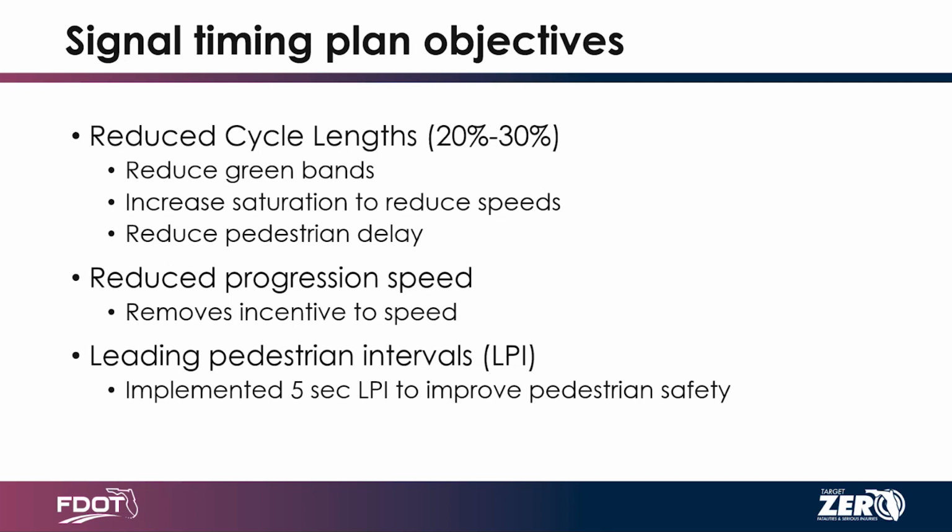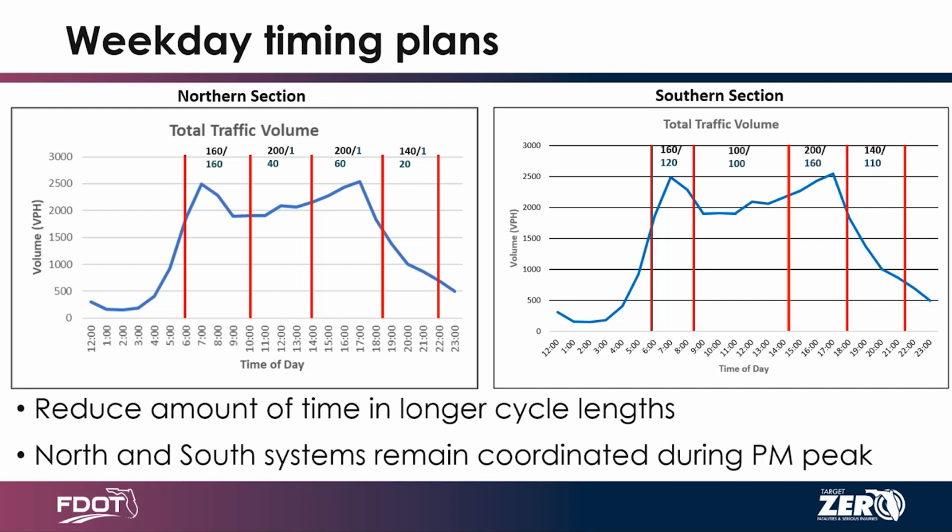We reduced the cycle lengths 20 to 30%. So that's reducing your green bands, it's increasing saturation, reducing pedestrian delay. They reduced the progression speed. So essentially, if you start traveling faster, you're going to start hitting red lights ahead of the signal timing. They added LPIs, 5-second LPI. And then it reduced the total amount of time in the cycle lengths. And then the north and south system still remained coordinated during the PM peak.